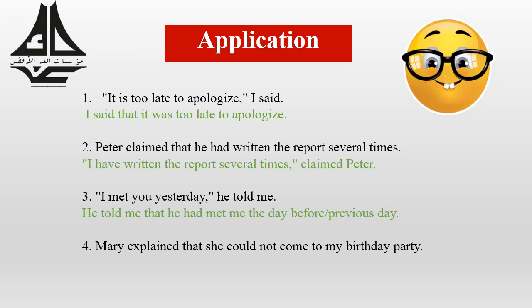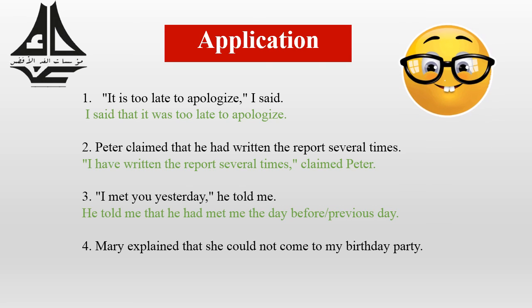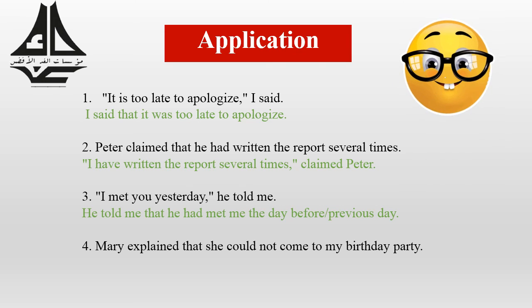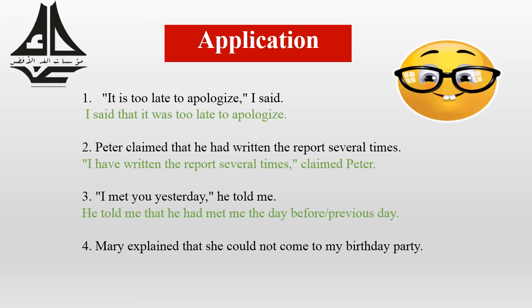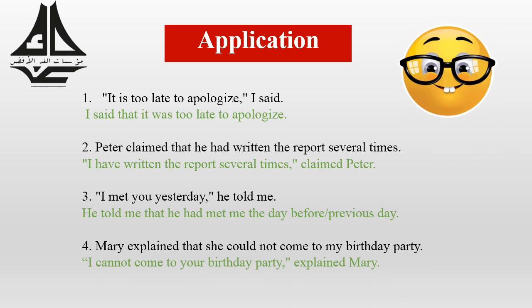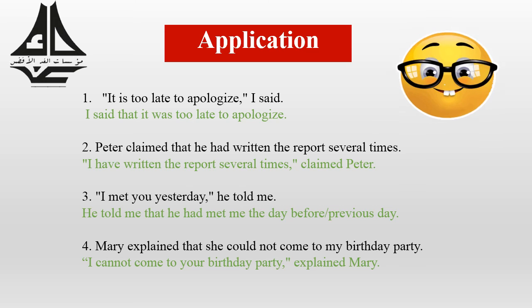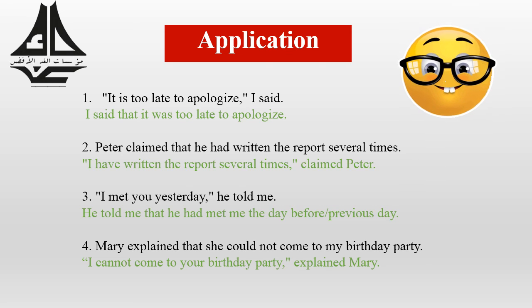And the last one, number 4, Mary explained that she could not come to my birthday party. This sentence is in reported speech form, and the verb is could. So it becomes I cannot come to your birthday party, explained Mary. So we included the quotation marks, and could not became cannot.